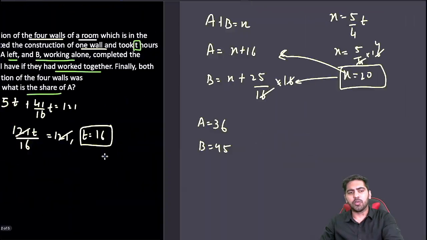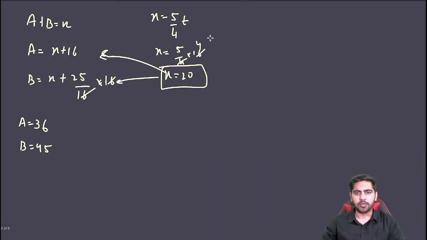And for the remaining two walls, the money will be distributed in the ratio of their efficiency, isn't it? Now, the number of days taken by A is 36 and B is 45. So the ratio of the number of days is 4 is to 5. So the money distribution should happen in the ratio of 5 is to 4, because that is my efficiency. So share of A will be how much?